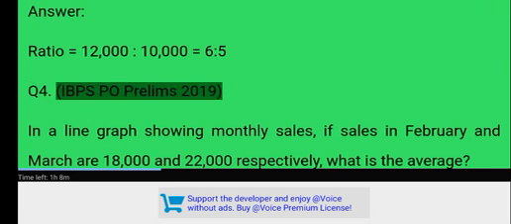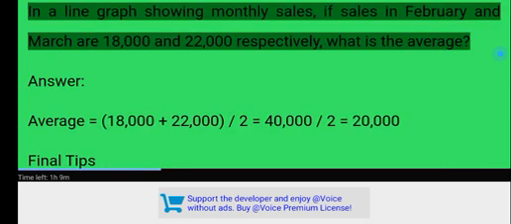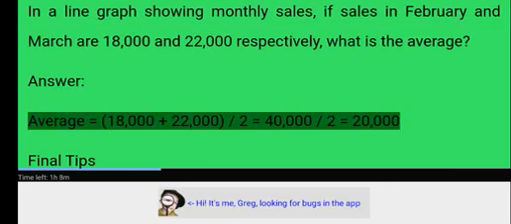Q4, IBPS PO Prelims 2019. In a line graph showing monthly sales, if sales in February and March are 18,000 and 22,000 respectively, what is the average? Answer. Average equals (18,000 plus 22,000) divided by 2 equals 40,000 divided by 2 equals 20,000.